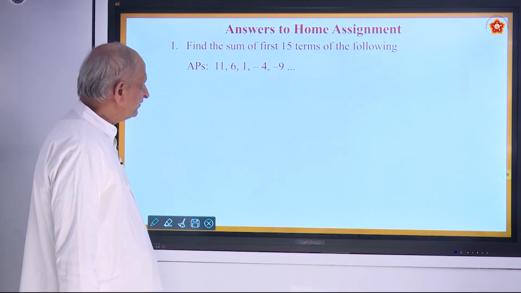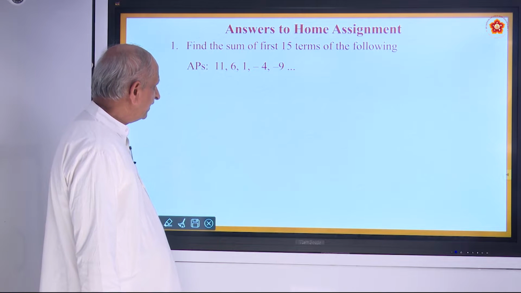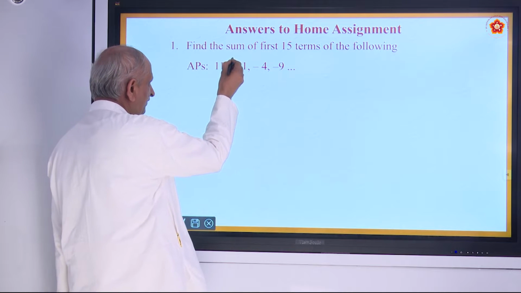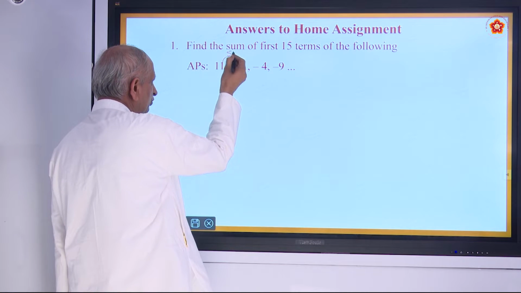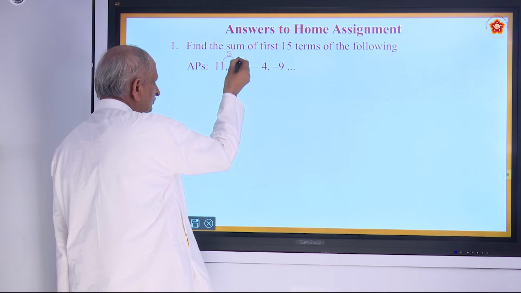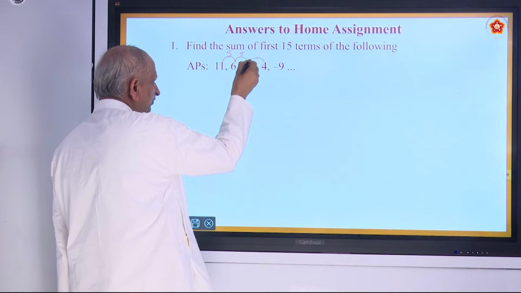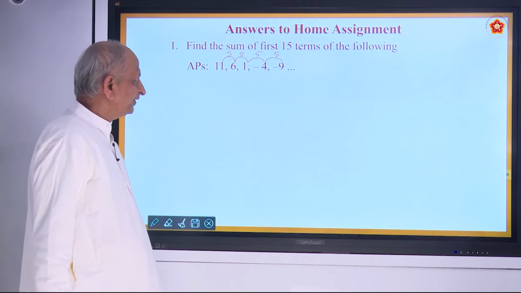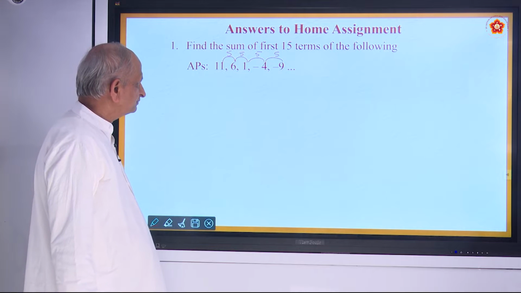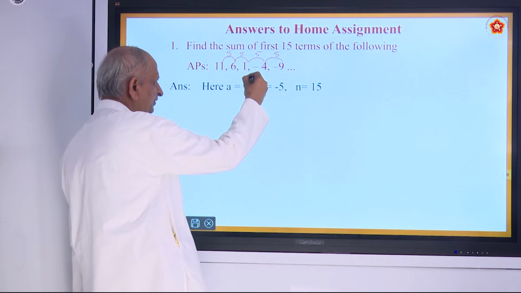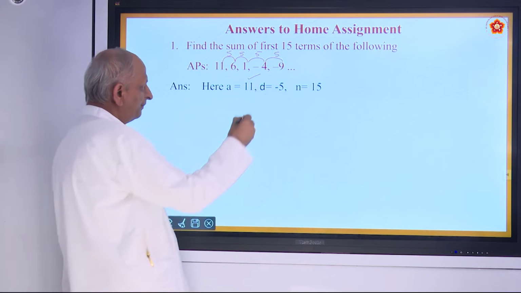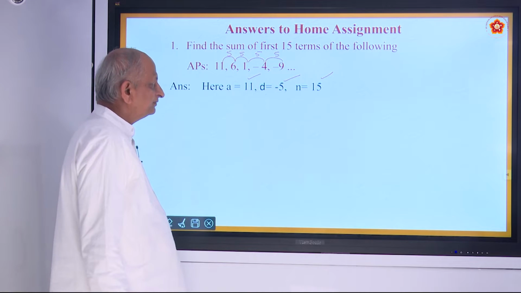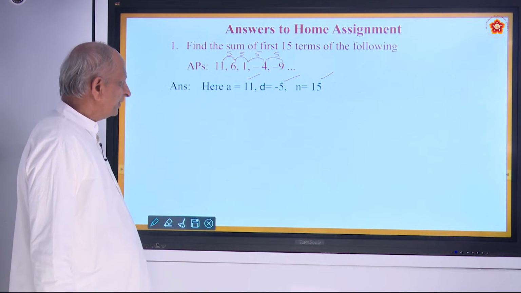Find the sum of the first 15 terms of the following AP. First you must check whether it is in AP or not. See what is the difference here? 5 here, 5 here also, 5 here also 5. So the difference is the same. We call it d. So the first number is 11, the common difference is minus 5, and the number of terms they are asking, n. So what is the formula?